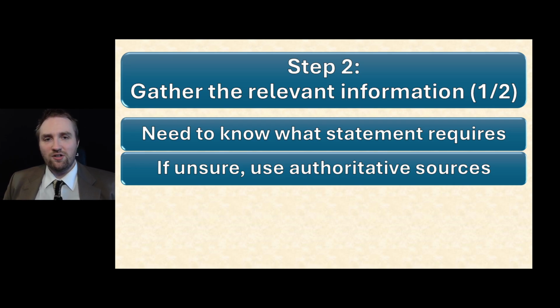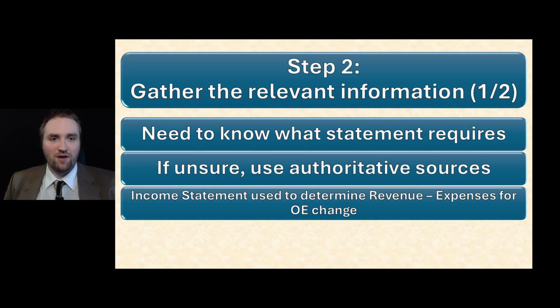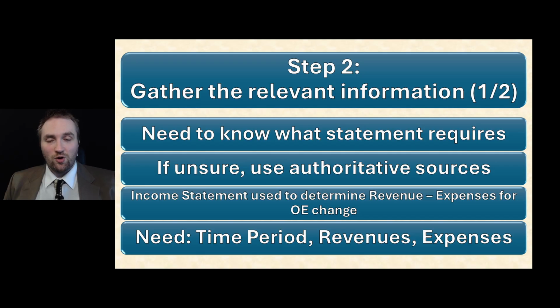If you remember the accounting equation, assets equal liabilities plus owner's equity, you'll remember that revenues and expenses were subcategories of owner's equity. The purpose of the income statement is to subtract expenses from revenues to determine if there's an increase or decrease in the owner's equity for that period of time. Therefore, the relevant information for the income statement is the following: the time period, the revenue earned during that time period, and the expenses spent during that time period.